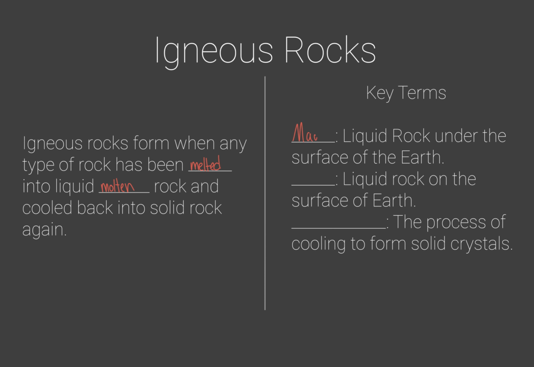First, magma is liquid rock that is under the surface of the earth. Lava is liquid rock that is on the surface of the earth. And crystallization is the process of cooling to form solid crystal rock.